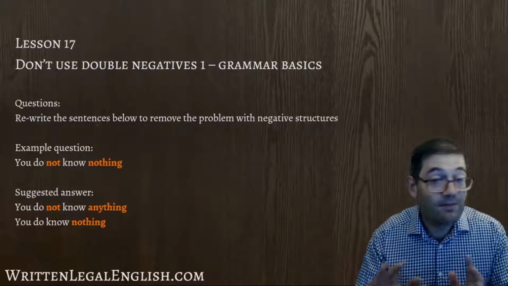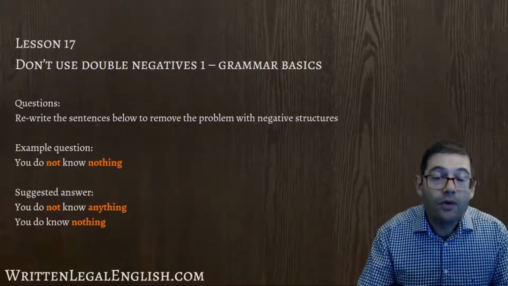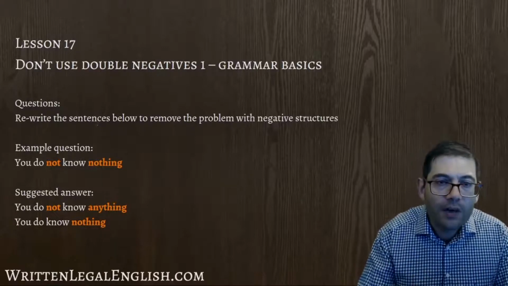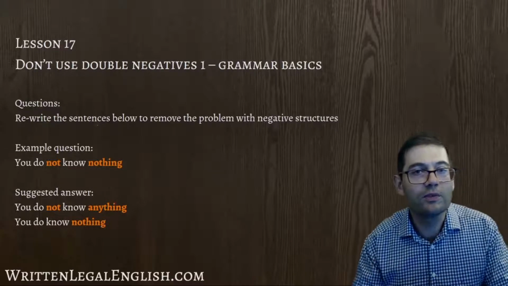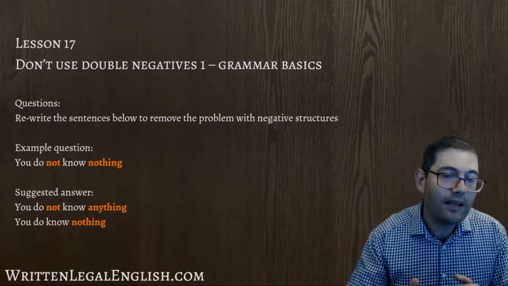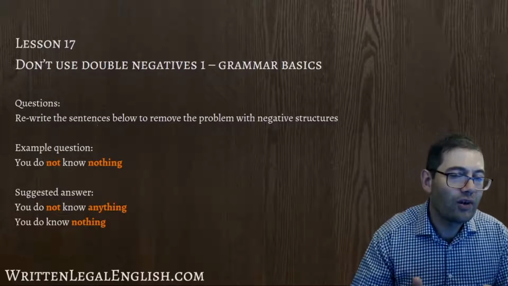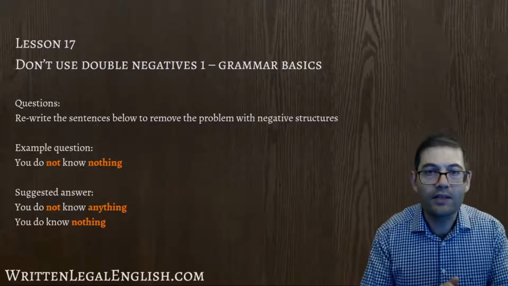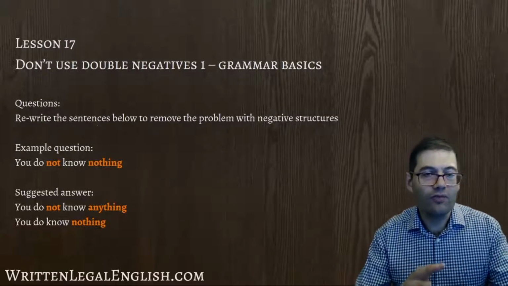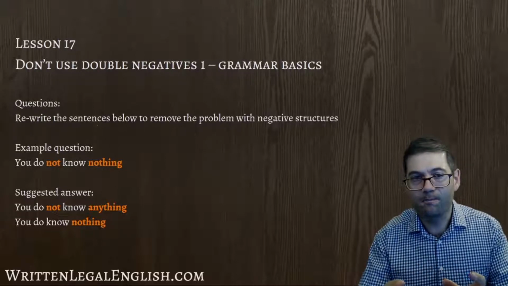Now this was a simple example. Below you're going to see more complicated double negative faults. So think carefully about what the writer is trying to say, or what you think the writer is trying to say, and then redraft the sentence carefully.